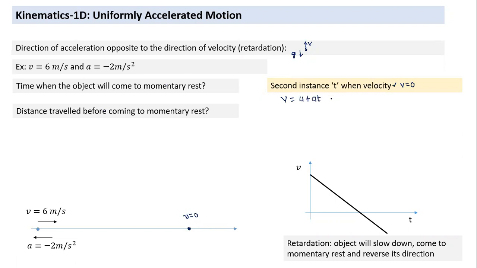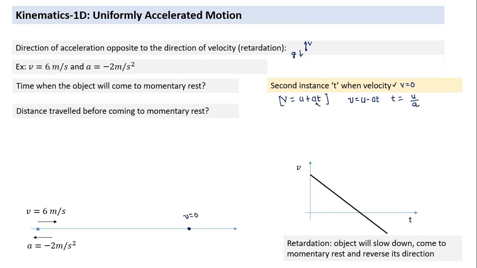Here a is a negative value. So what is t equal to? If I substitute in this equation, v = u - at, and v is equal to 0, so t will be equal to u by a. That's the time it will take to come to momentary rest in this particular question: after 3 seconds.